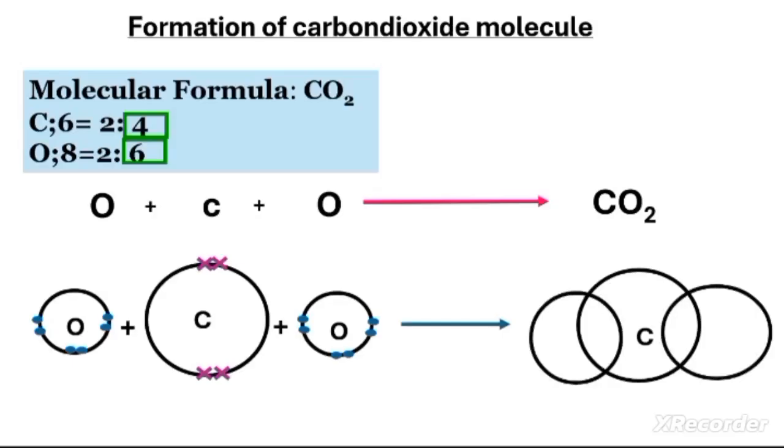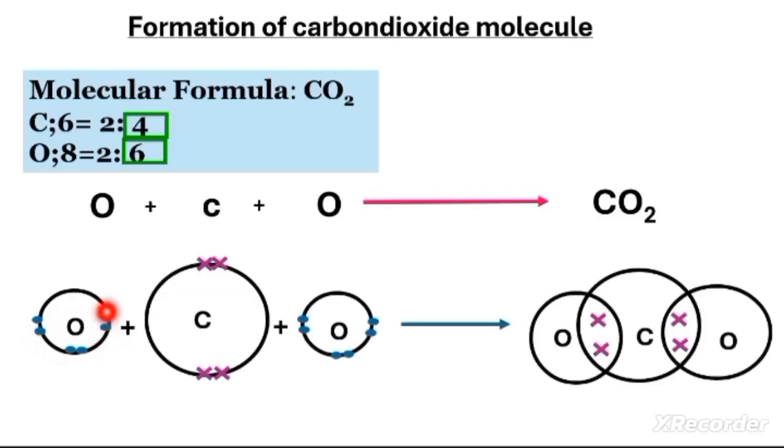So remember, carbon is supposed to gain 4 electrons in order to be stable. Instead of gaining or losing electrons, it is going to share 4 electrons. It will share 2 electrons with this oxygen, and it will also share 2 electrons with this other oxygen. We can see that this oxygen has 6 electrons in the outermost shell.